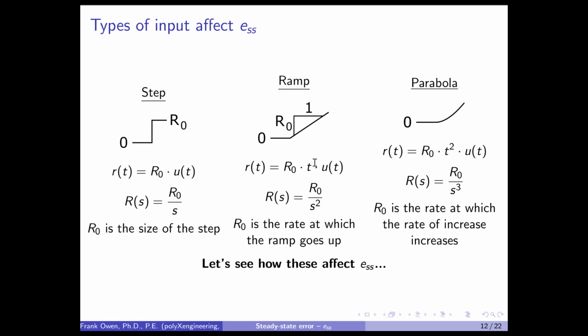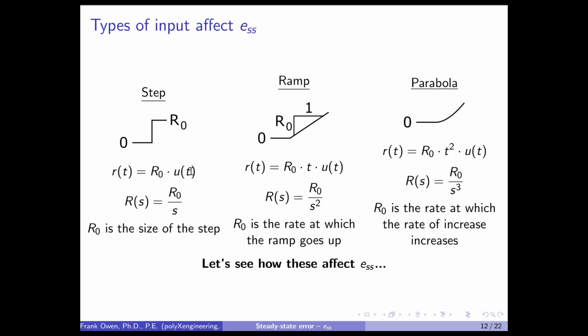With the ramp input, you have an extra t there, so as t goes on, this grows linearly with t. Before t is equal to 0, it is 0. And the parabola is the same way, except the t is squared, so as time goes on, it increases at a parabolic rate, which is the name of the input.